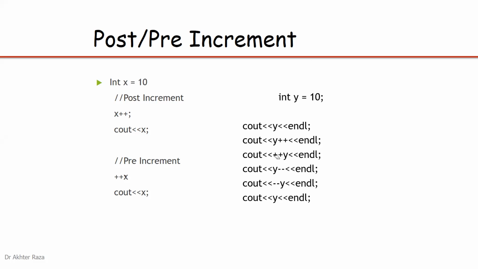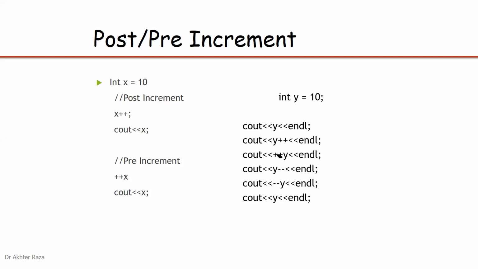Here, the two statements are there. One is the cout, which will print the value of y, and we have a pre-increment. Pre-increment means what? Before printing the value of y, it is increased by 1. After passing the last statement, the value was 11, and before printing, one is also added here. So the current value of y will be 12.